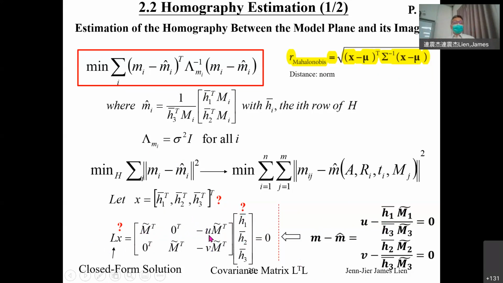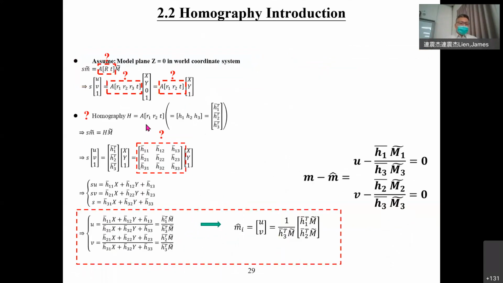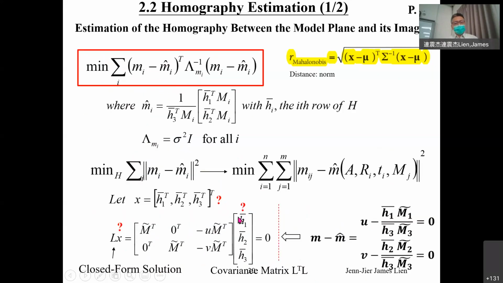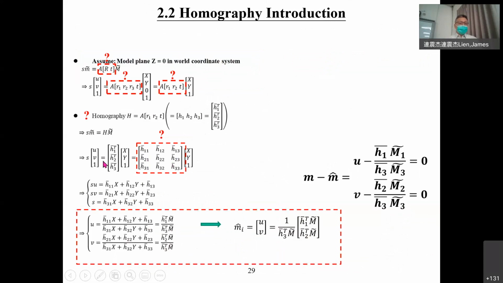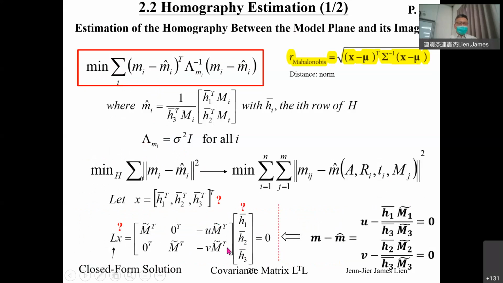This is the homogeneous format. The original format is this one. But in this paper they reformat and reorganize it into this format, and they can solve H. This one is AX equal to B, but they don't want to solve it that way. They want to solve it in this format, in this paper. So they reorganize it, and it becomes an AX equal to 0 problem. So they can solve H based on the 2D UV and the 3D M.